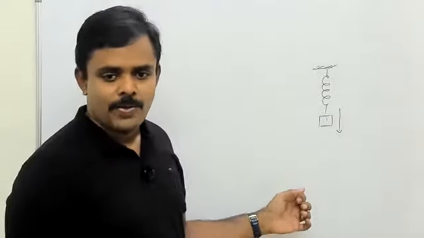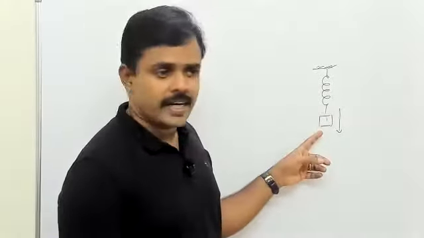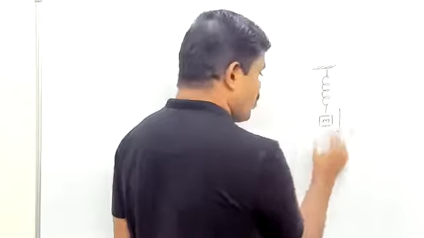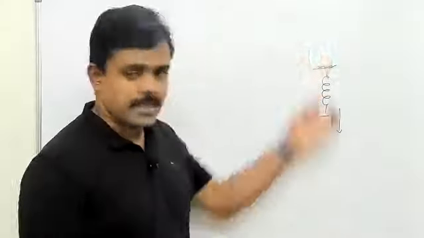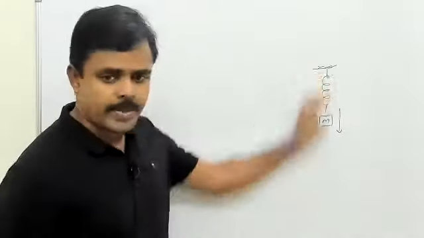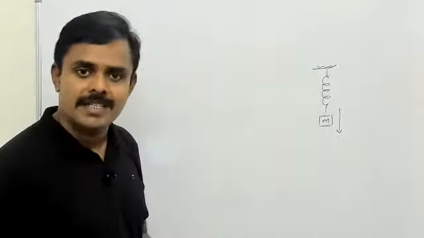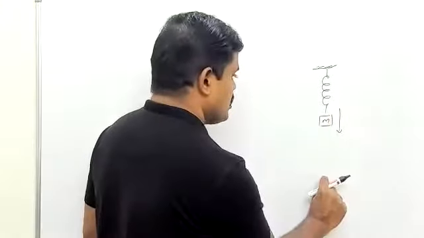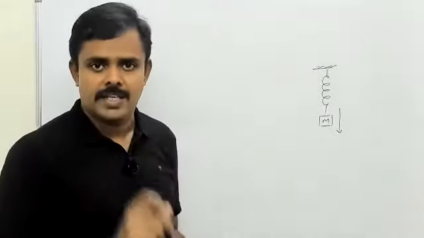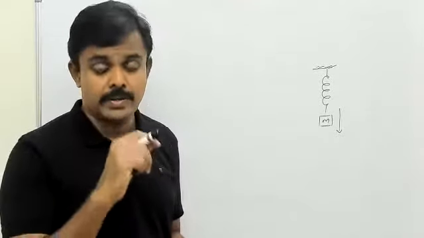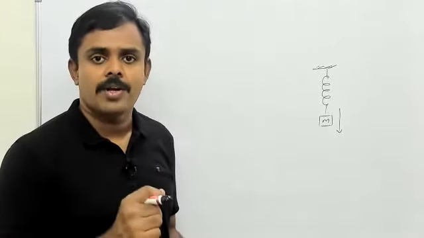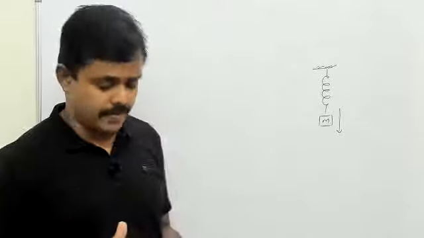We have a spring to the free end of which you are attaching a mass. And then you're just pulling it and releasing it. What happens to the mass? It is moving up and down. So it has a frequency of vibration. Frequency means number of vibrations in 1 second. This is one vibration, second vibration, third vibration, fourth vibration. So if it executes 5 vibrations in 1 second, we say that the frequency is 5 hertz. So frequency is nothing but the number of vibrations completed in 1 second.